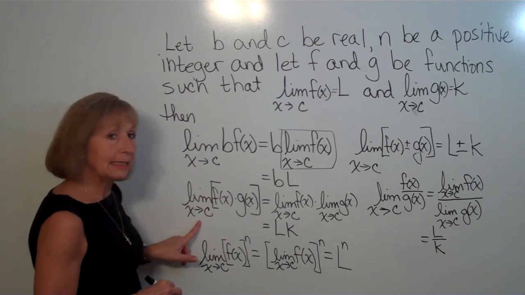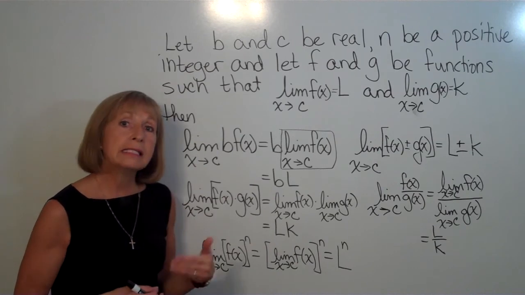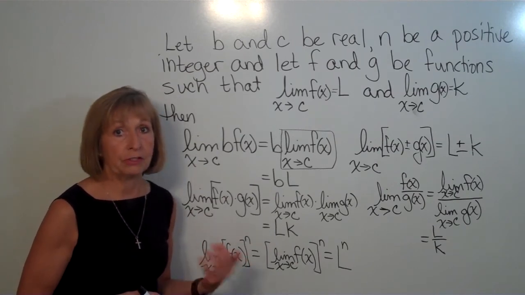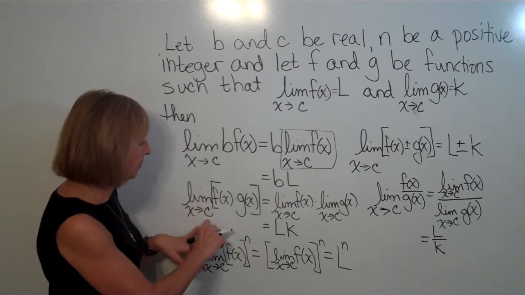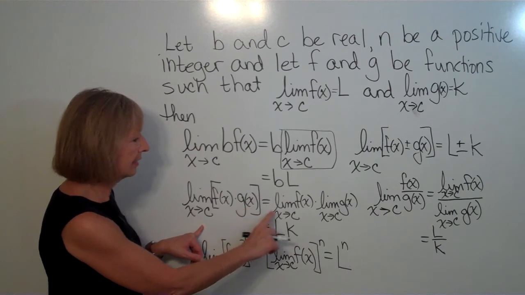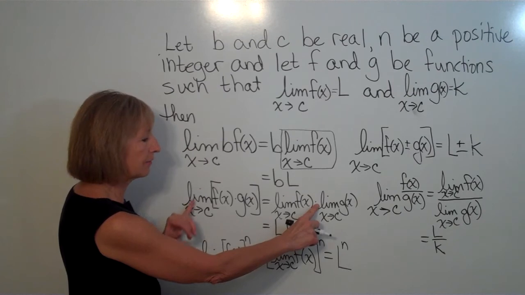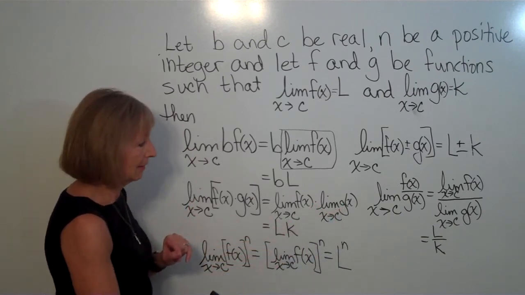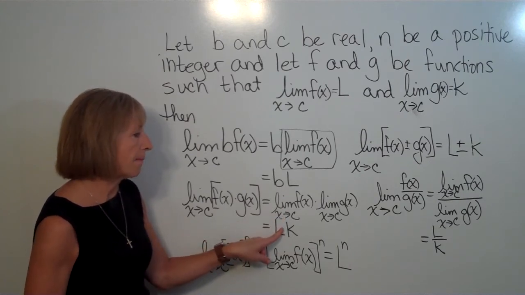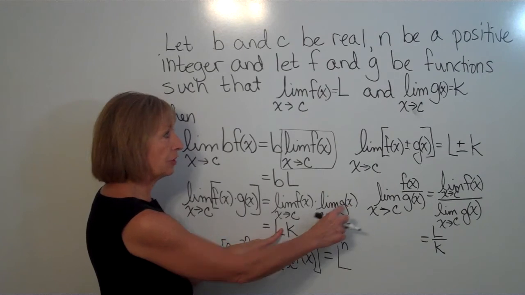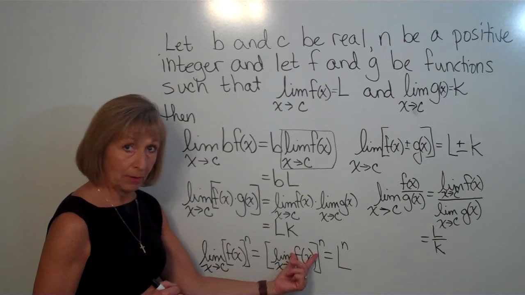Next up, the limit as x approaches c of f of x times g of x. So this is a limit of a product of two functions that you know have a limit individually and what their limits are. So the limit as x approaches c of f of x times g of x is the limit as x approaches c of the first function f of x, multiplied by the limit as x approaches c of g of x. Well, the limit of f of x is L, and we're going to multiply that by the limit of g of x, which is K. So the limit of a product is the product of the limits.